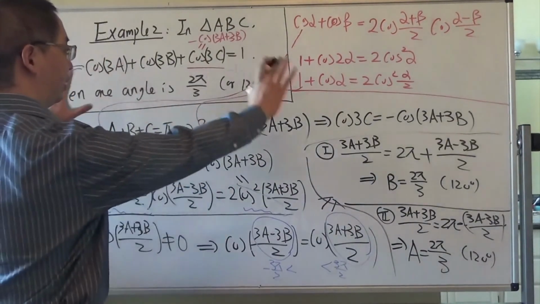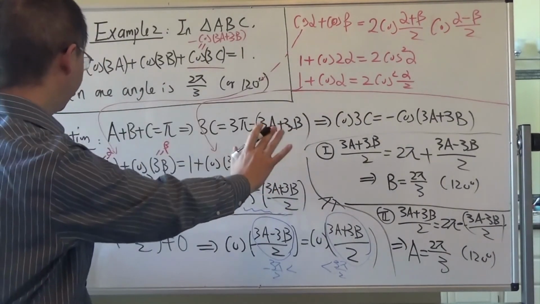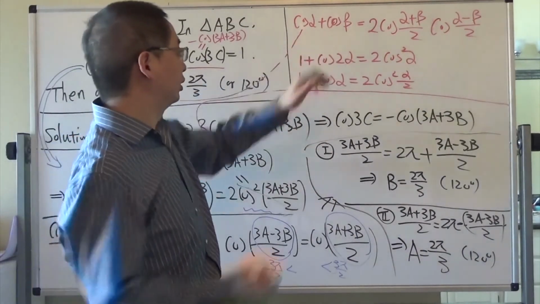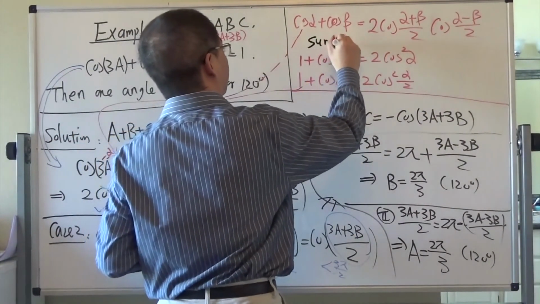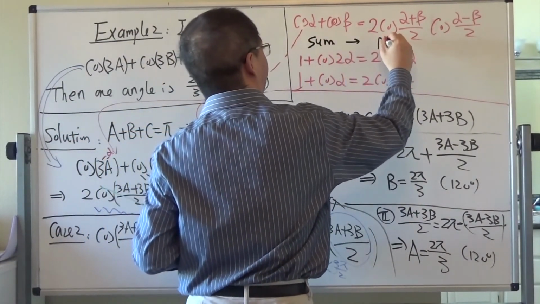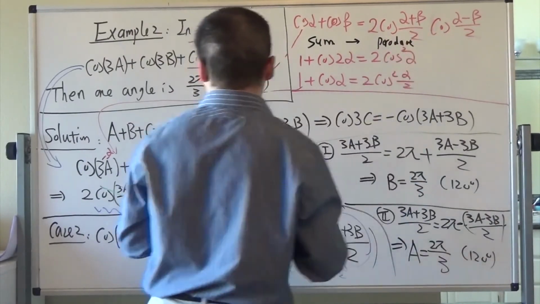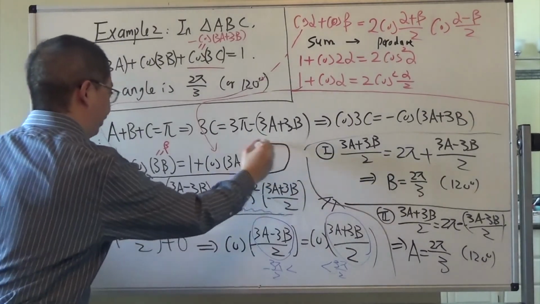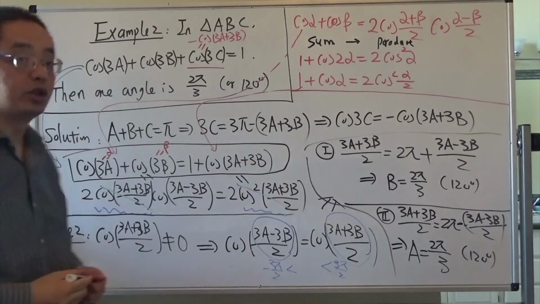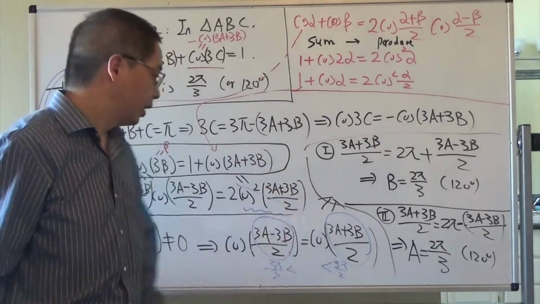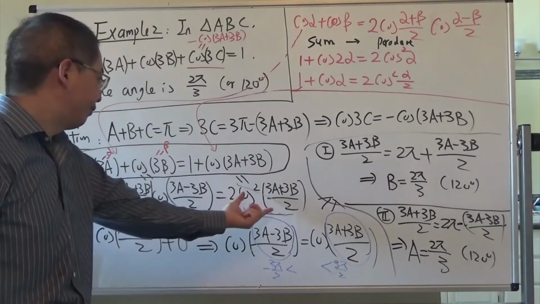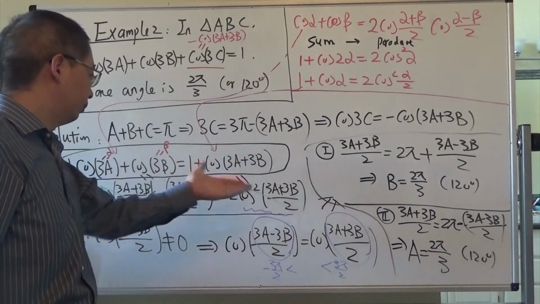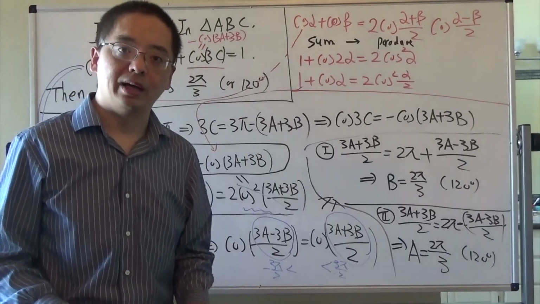If we look at the solution of this problem, we see the key is we use the sum to product formula to factorize this trigonometric equation. The point is that we have a common factor that comes out, which allows us to simplify the equation.